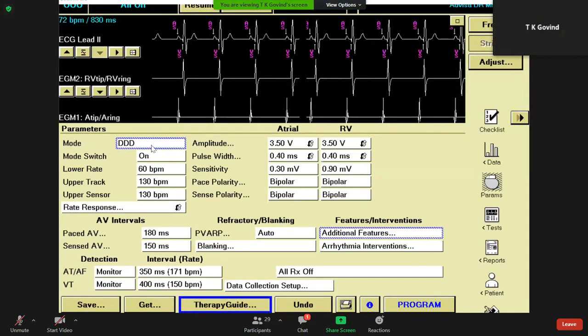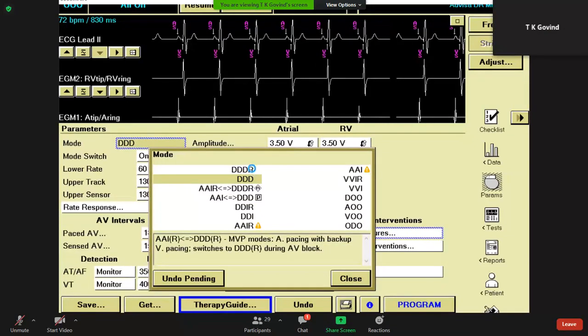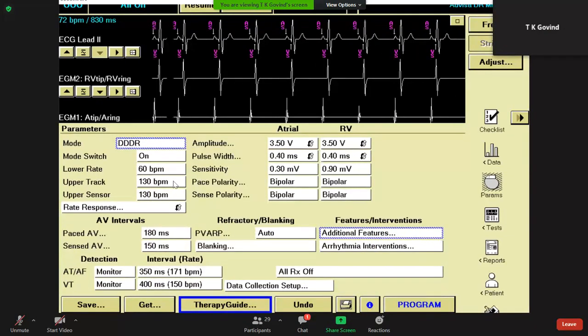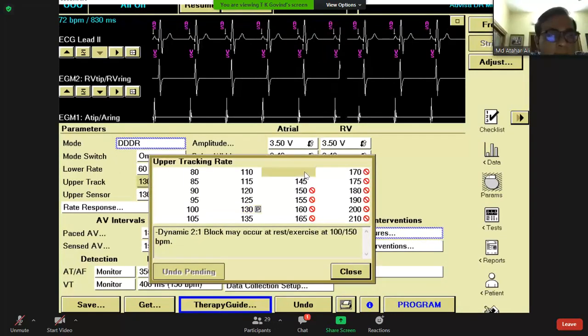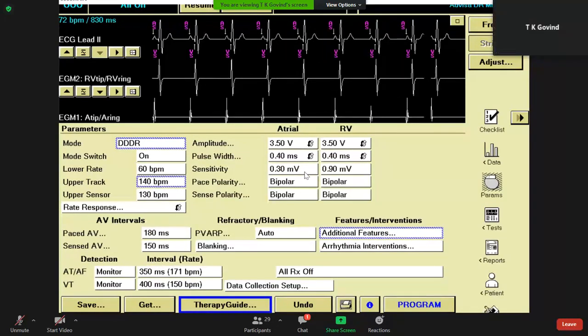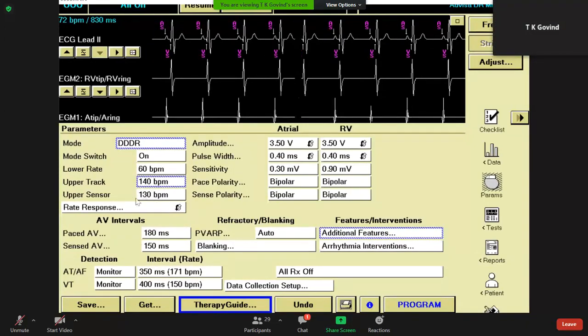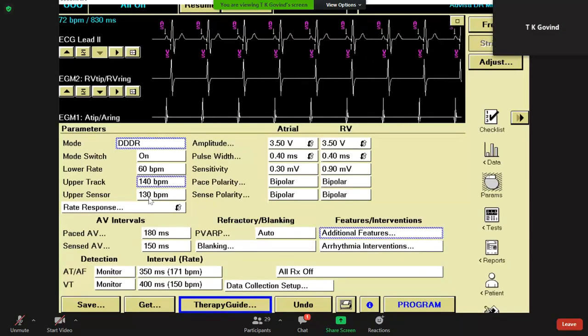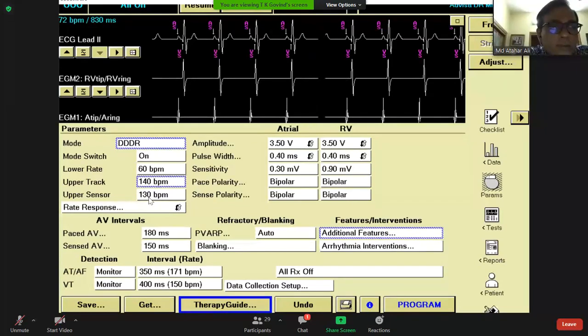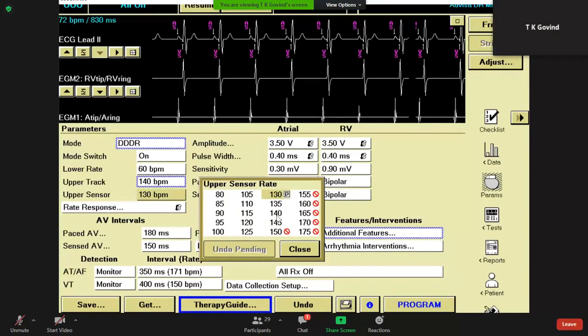So let's program that also, so that we know what we are doing. I'm programming DDDR, upper tracking rate to 140, you're saying. Okay. So if we program DDDR, then we also need to program the upper sensor rate. In this case, 130. Do you want to maintain it at 130? Okay, 140. So then that also is 140.